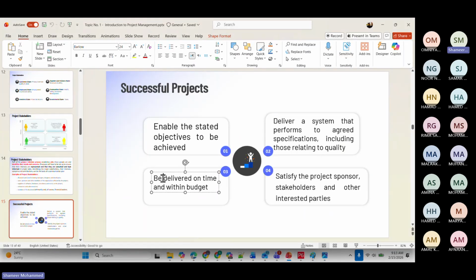And deliver your project on time. That is, you should not take more time to do the project, to complete the project. Understand? So whatever is the time mentioned, only within that time, you have to complete that project. You should not take more.